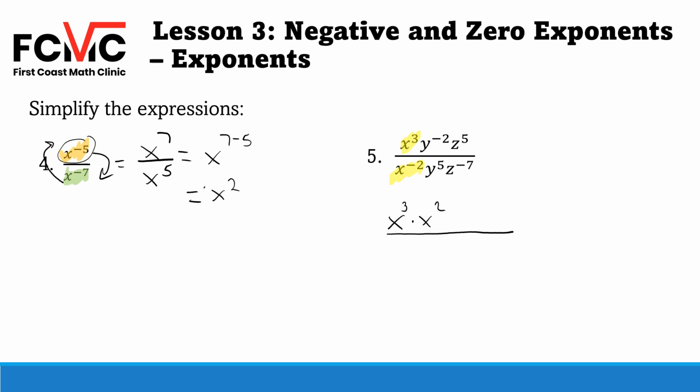All right, let's look at our y's. This y has a positive exponent, so it's going to stay where it is. This y has a negative exponent, so it's got to move to the denominator. And when I move it, the exponent goes from negative to positive. This z has a positive exponent, so it's going to stay where it is. This z has a negative exponent, so it's going to move up to the numerator.